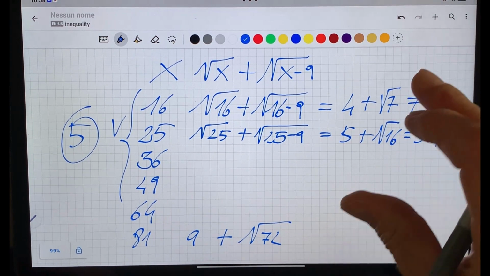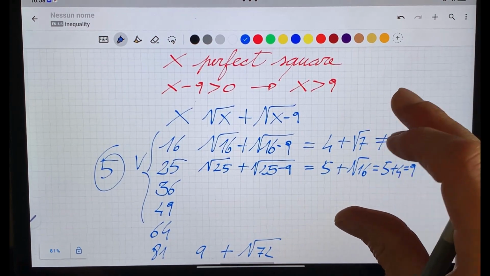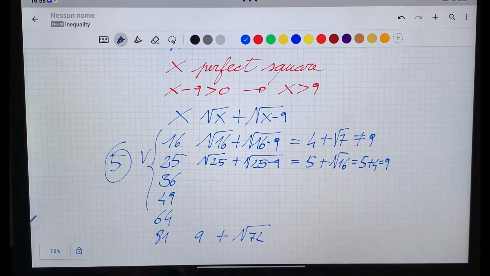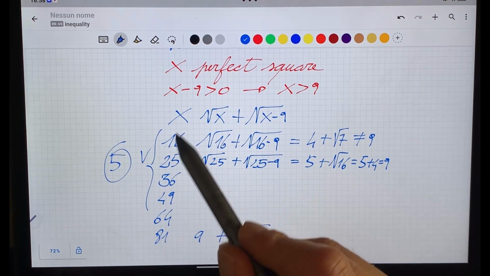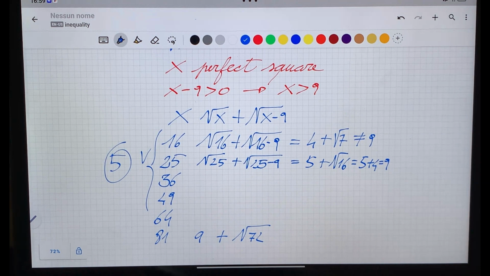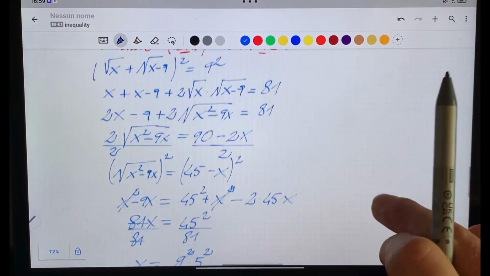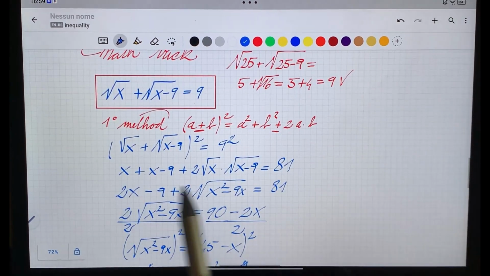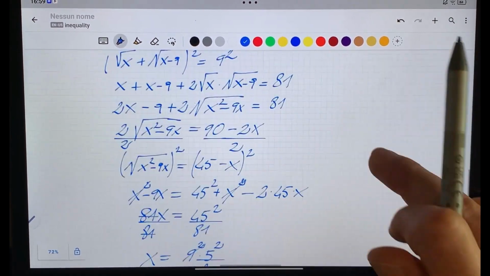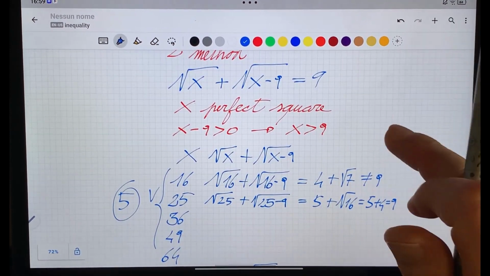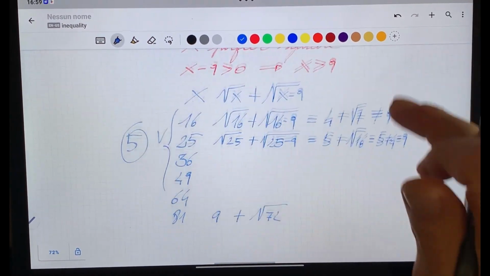So in the second method, we try to find the solution among only 5 numbers, and that's easier than squaring the left hand side and the right hand side twice. So that's faster than the first method. I know it's a bit tricky, but it works.